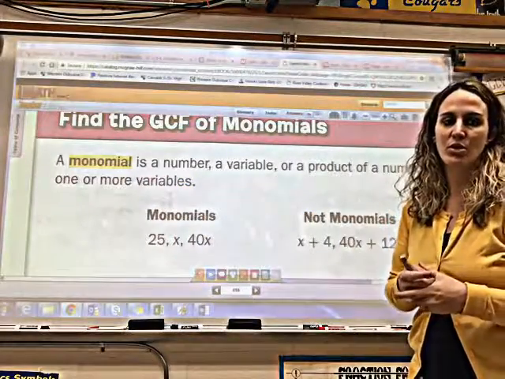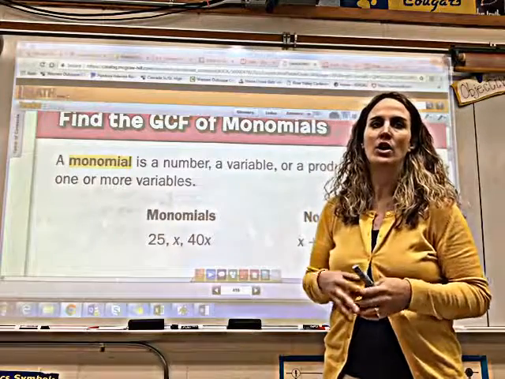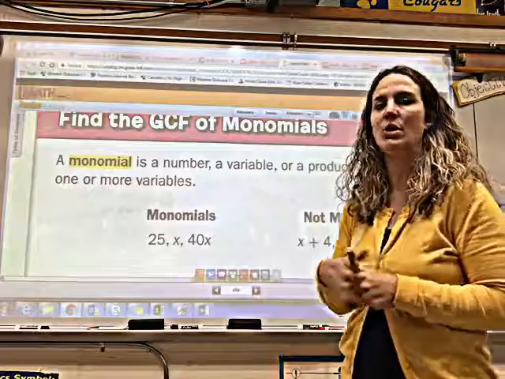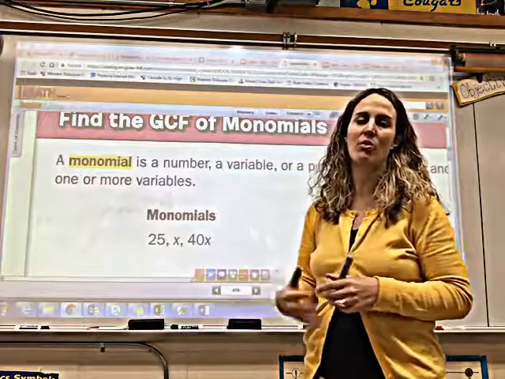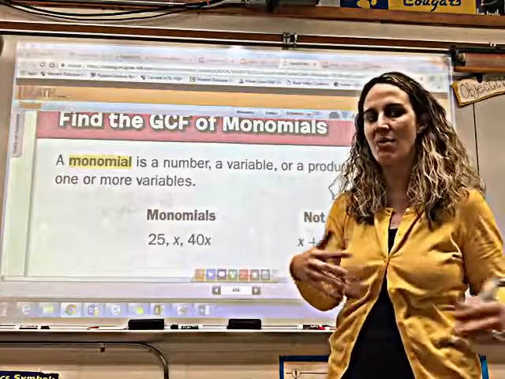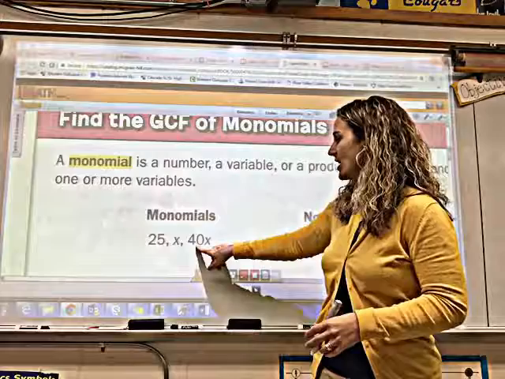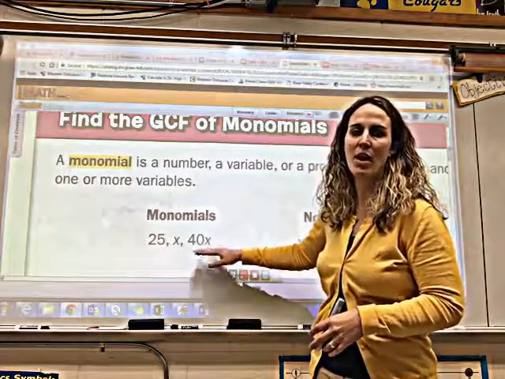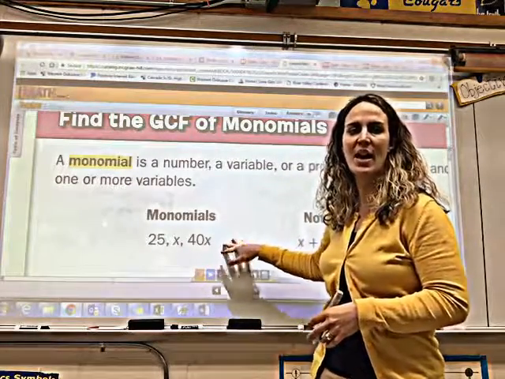So examples that you could have, remember it could be a number, so you could just have the number 25 by itself. You could have the number 10, the number 15, the number 20, those would all be examples of monomials. You could have a variable by itself, so maybe you have x, maybe you have y, maybe you have z, maybe you have a, maybe you have b. Or it could be a product of them. So I've taken a number and a variable and I'm multiplying them. So 40x, or maybe you have 21y, or 52z, 3a, okay?